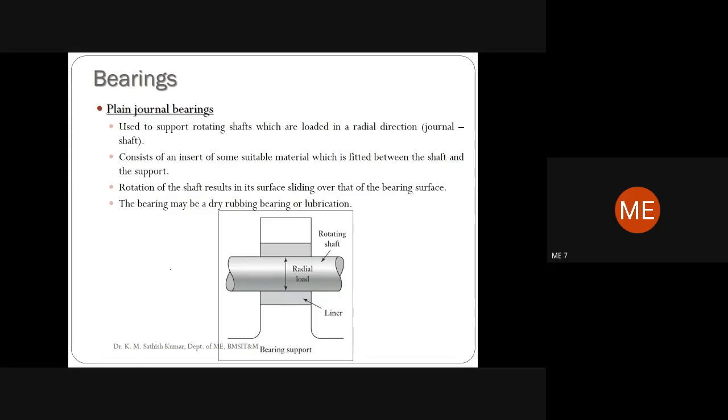Now in case of a journal bearing, we call it a radial journal bearing, wherein the load is perpendicular to the axis of rotation of the shaft. Perpendicular to the axis of rotation of the shaft, the load is going to be transferred. So that is the reason why we call it the plain journal bearing.